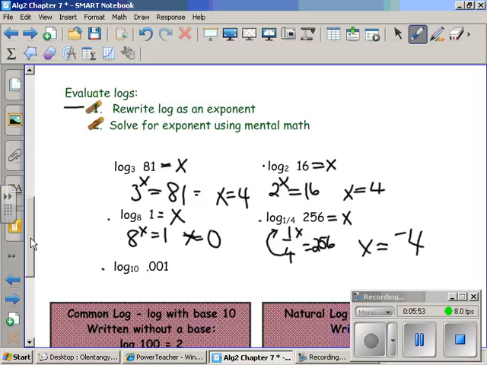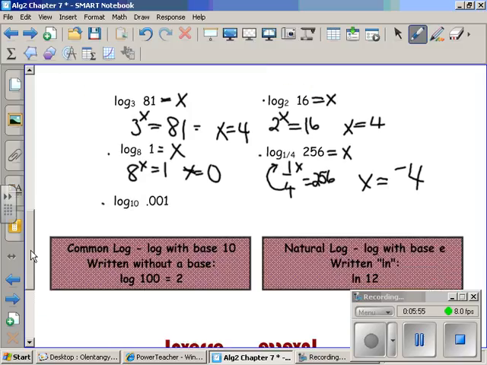And the last one, for this one, you need to say this number, okay? 0.0001, the correct way to say it is 1/1000th, okay? So writing it in my exponent form, it would be 10 to the x equals 1/1000, okay?